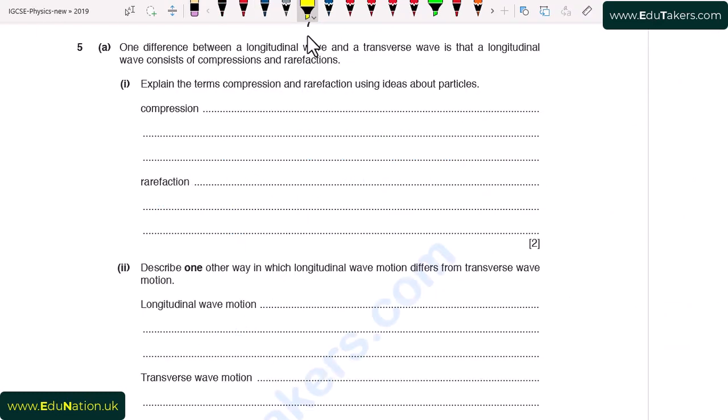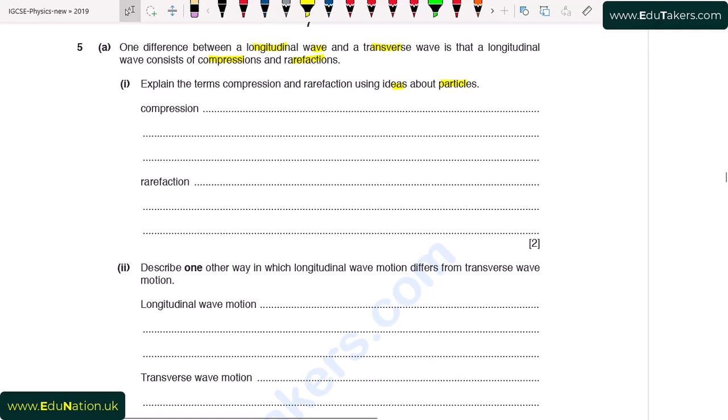Question number 5, part A. One difference between a longitudinal wave and a transverse wave is that a longitudinal wave consists of compressions and rarefactions. Part 1. Explain the term compression and rarefaction using the idea about particles.